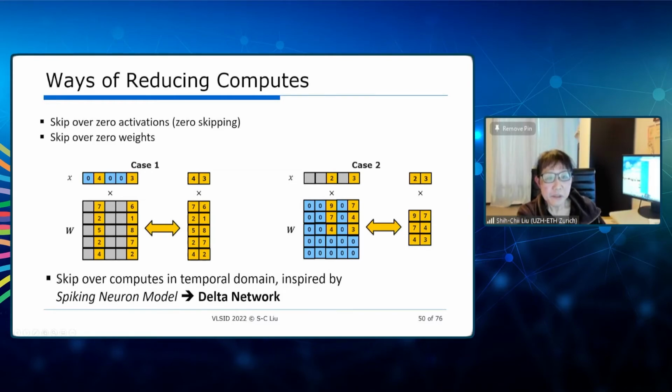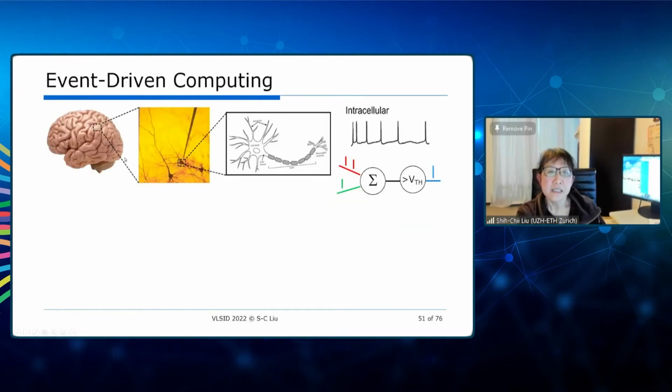And the other thing that I want to talk about is that you can also skip over computes in the temporal domain. This is in part inspired by the spiking neuron model, and this is the work that we have called the Delta network. This Delta network came about because of what we see in the brain, and we call this event-driven computing. If you look at any one of the neurons in the brain, you can make a model where, if you record intracellularly from within the neuron, you can make a very simple model of this neuron. Basically it's spikes coming in, summed together after you've weighted the input spikes. And then if the sum of this weighted input crosses a threshold, then you put out another spike.